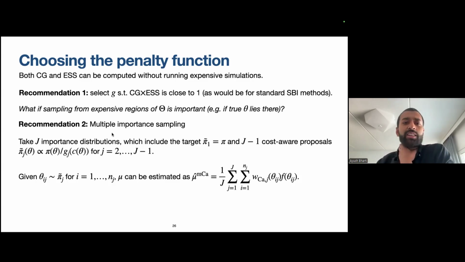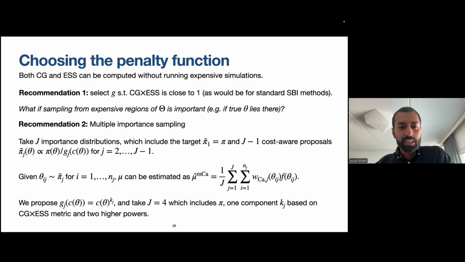So for that, we recommend using what is called multiple importance sampling. Instead of taking one proposal distribution, we take a bunch of J importance distributions, and then the final estimator is an average over these J estimators. Our recommendation is that one of these J importance distributions can actually be your prior, so that you cover all the spaces that you want to cover. For instance, if there are 4 components, 1/4 of the samples will come from the prior. One component can be based on this CG times ESS metric, so you pick a G such that this is close to 1.